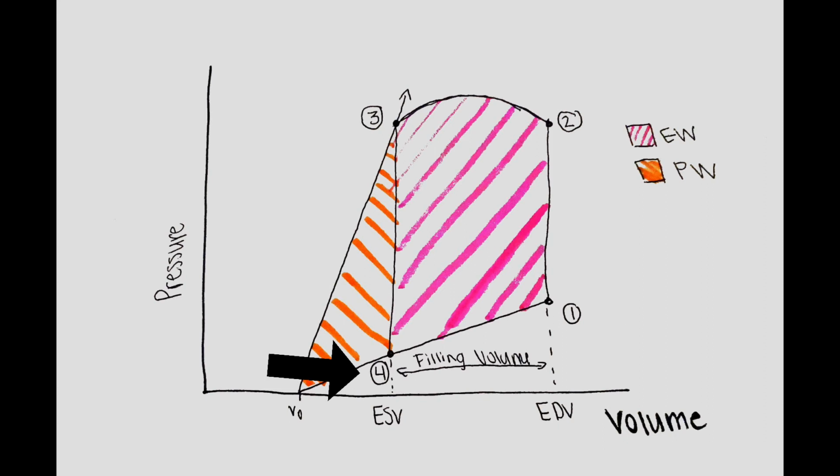At point 4 on the graph, the aortic valve closes and the mitral valve opens. This is because the left ventricle pressure is less than both the aortic pressure and the left atrial pressure. This point occurs at end systolic volume. Moving from point 4 to point 1 on the graph, the heart is in the filling phase.